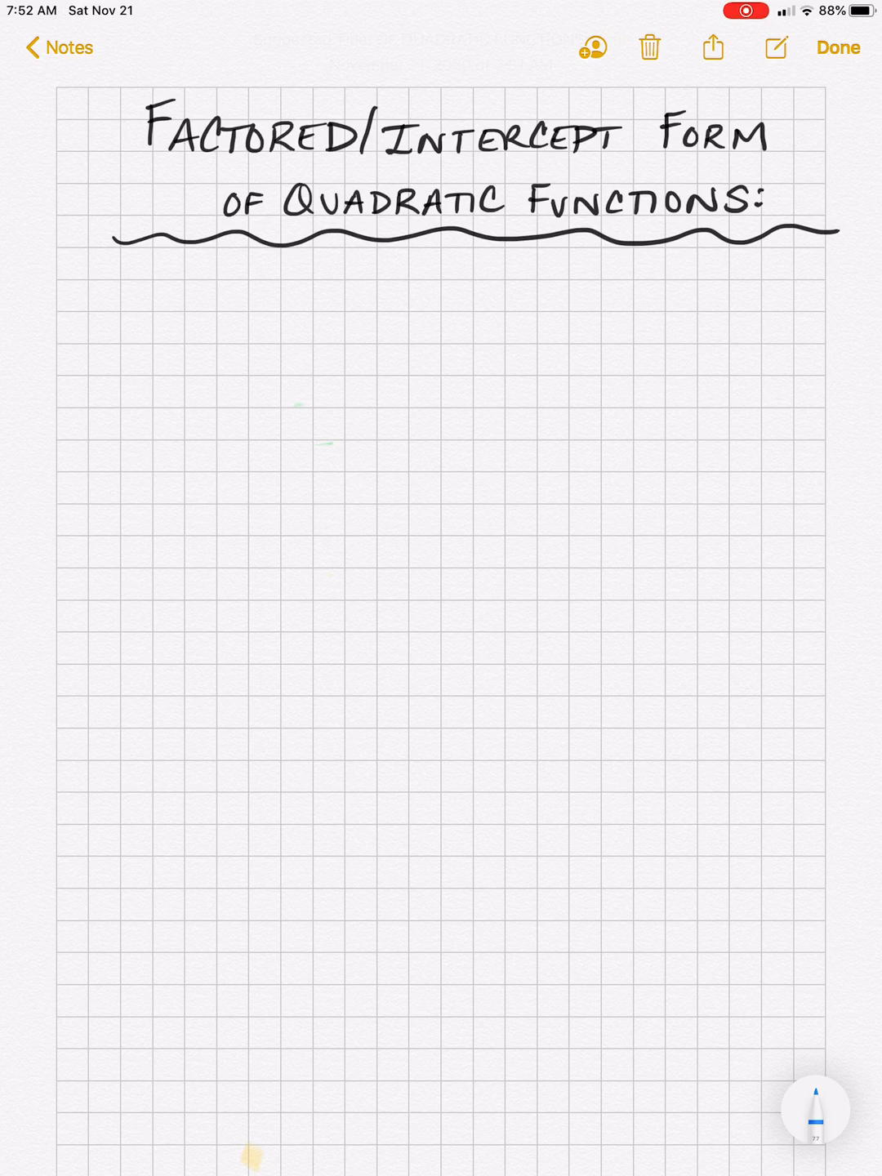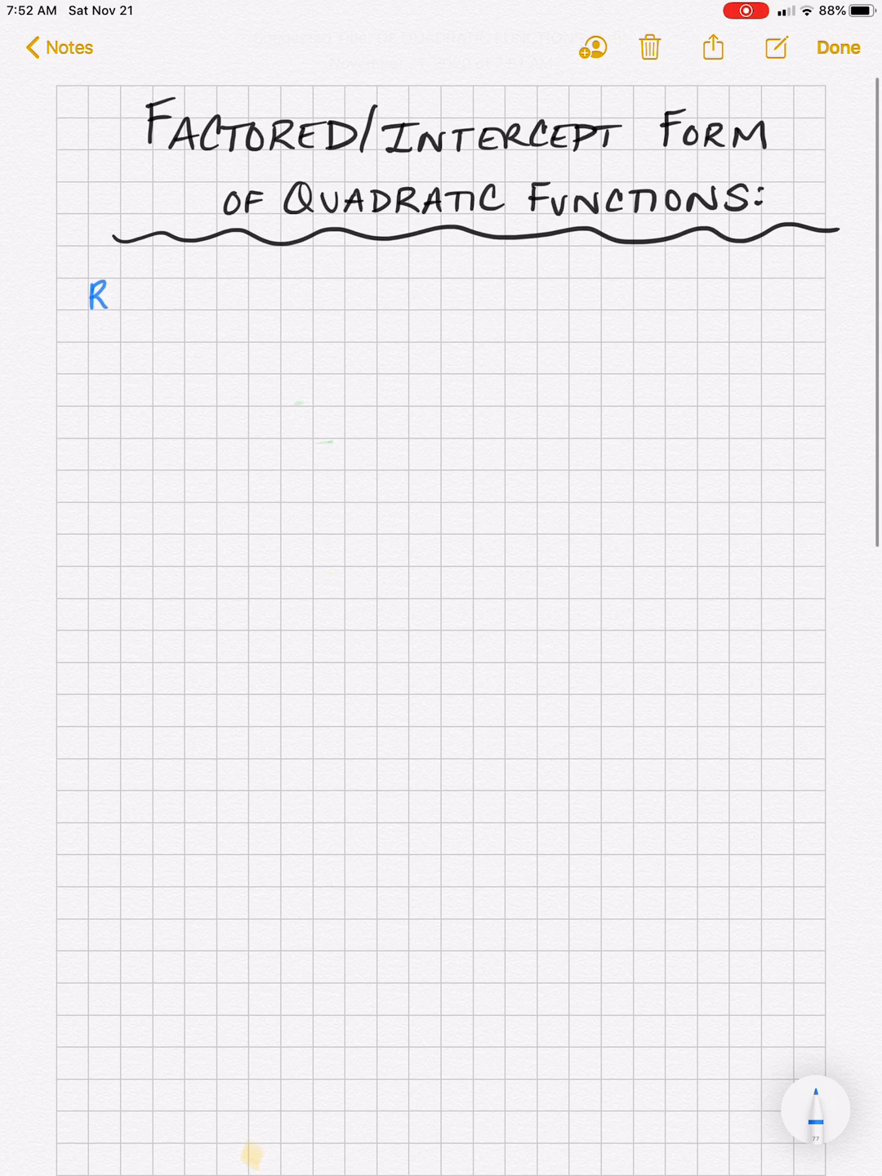Okay, so we're going to talk about a third form of a quadratic function, which is factored or intercept form. So let's title a new page in your spiral notebook. Hit pause if you need to. And when you're ready, we're going to begin with a quick little review, okay?